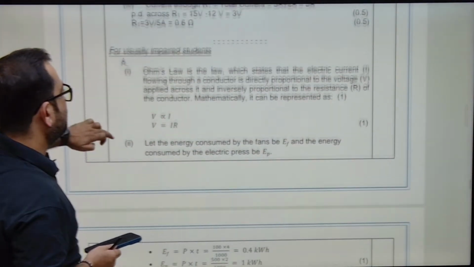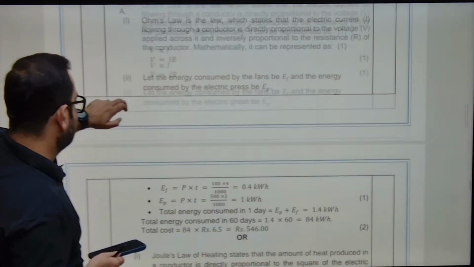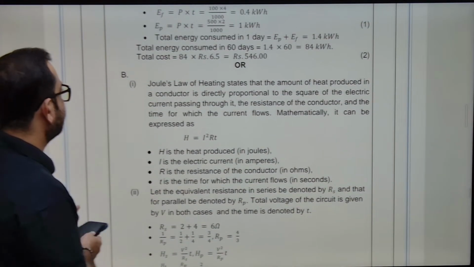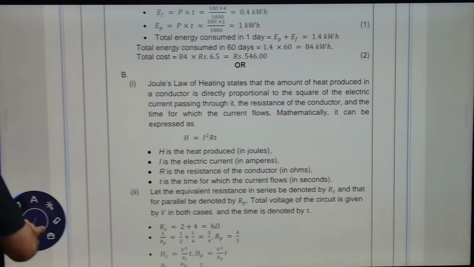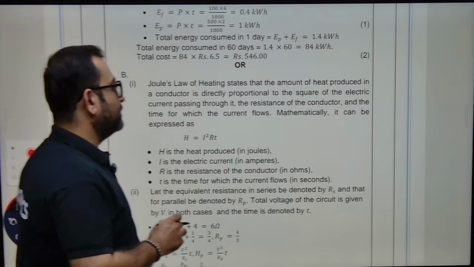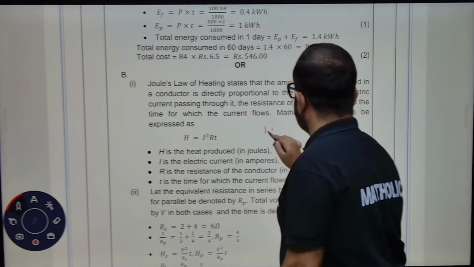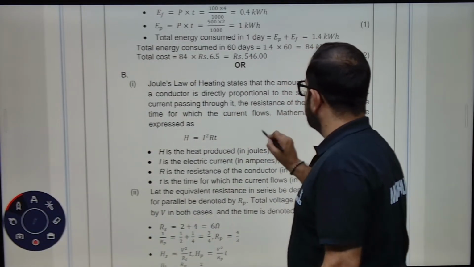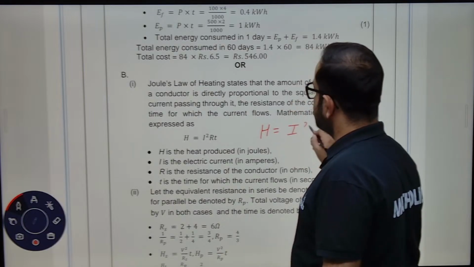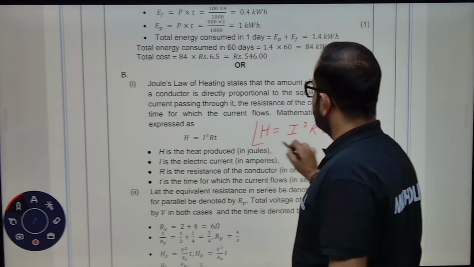Don't do Ohm's law, you must be knowing V equals IR, basic. Joule's law of heating. What is Joule's law of heating? Anyone in the comments? It is nothing but H equals I square RT. H, the heat generated across any resistor, is I square RT. You must remember this formula.